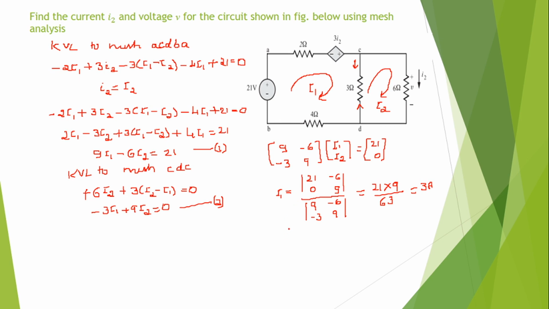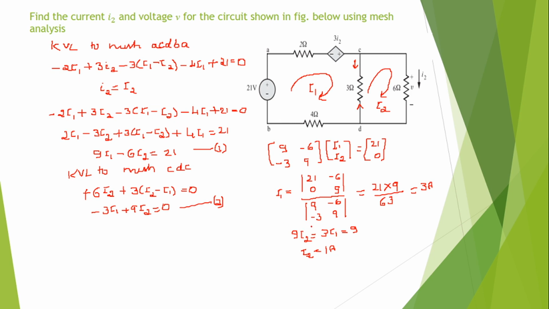What is I2 equal to? From equation 2, 9I2 equals 3I1, that is 9, so I2 equals 1 amp. So we have calculated I1 and I2: I1 is 3 amps and I2 is 1 amp. In this way we have calculated the mesh currents. Now using these mesh currents, find the system parameters.